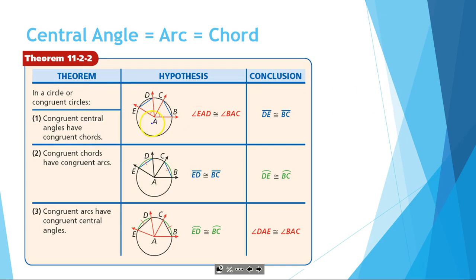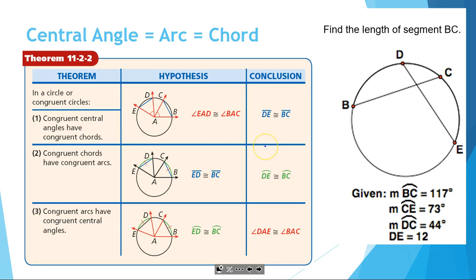All right, so now on this one, central angle equals an arc equals a chord. So here we have that the angles are congruent. That means the chords and the arcs are congruent. Over here we have that the chords are congruent, so that means that the arcs and the angles are congruent. Down here, we have that the arcs are congruent. That would mean that the chords and the angles right here would be congruent. So let's look at how this might appear in an actual problem.